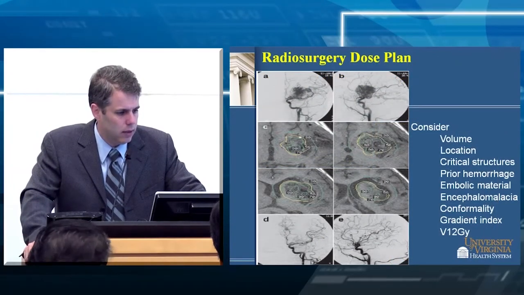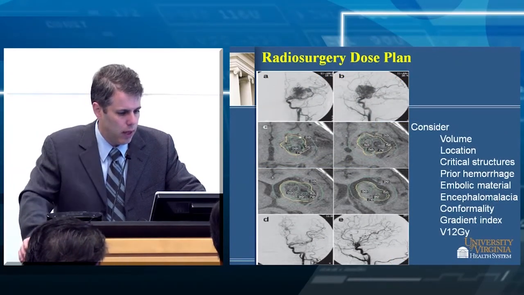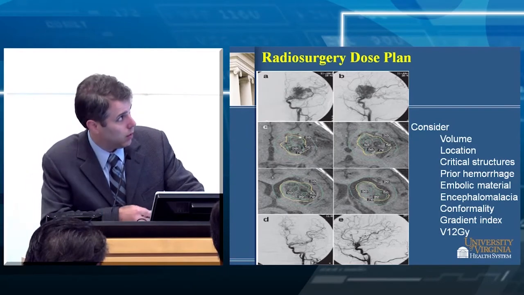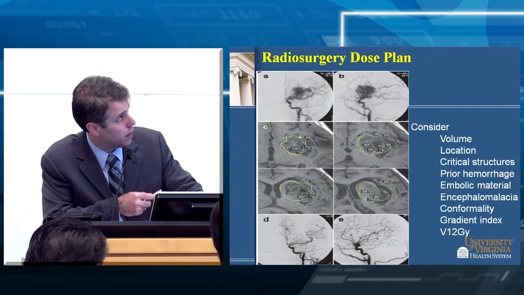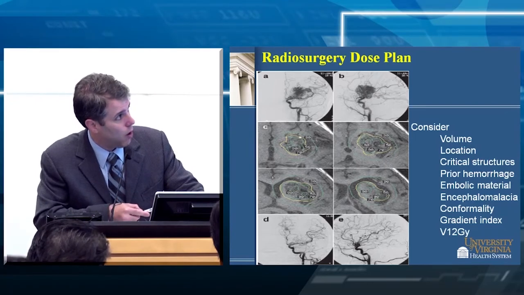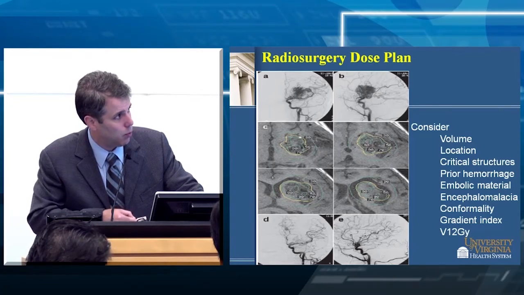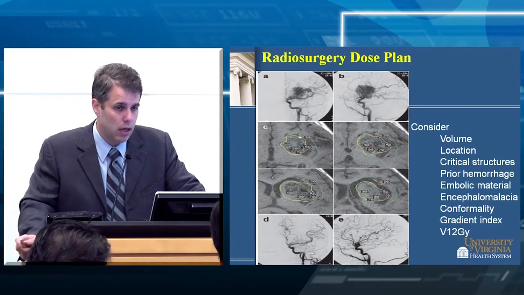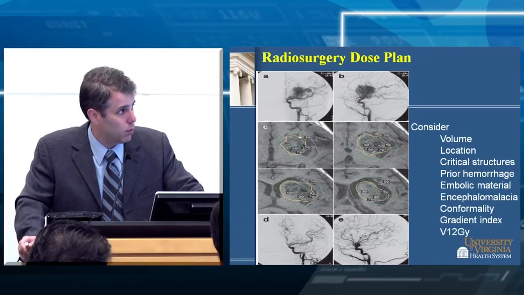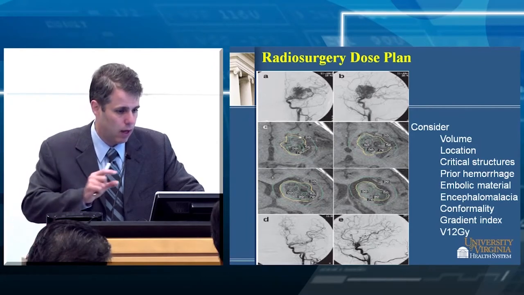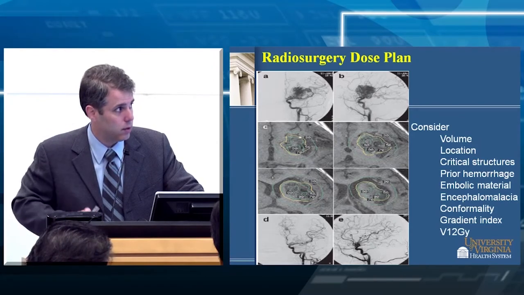Just in thinking about radiosurgical dose planning, if one looks at an AVM like this, which we targeted, certainly one wants to consider the volume of the AVM, the location, critical structures that may be near there, and prior hemorrhage. I'm a bit more aggressive with my dose selection, and for that matter, recommending radiosurgery, if someone's had a previous hemorrhage versus someone who may not have had one but may have other associated symptoms.